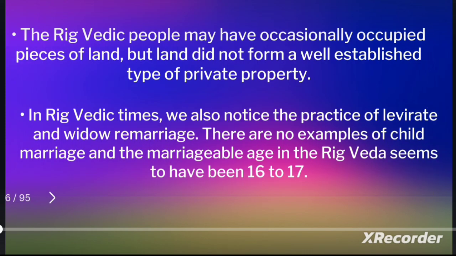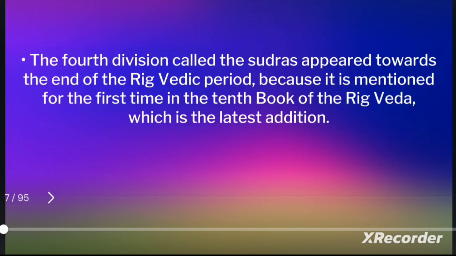The Rig Vedic people may have occasionally occupied a piece of land, but land did not form a well-established type of private property. In Rig Vedic times, we also notice the practice of levirate and widow remarriage. There are no examples of child marriage, and the marriageable age in the Rig Veda seems to have been 16 to 17. The fourth division, called Shudras, appears toward the end of the Rig Vedic period because it is mentioned for the first time in the 10th book of the Rig Veda, which is the latest addition.